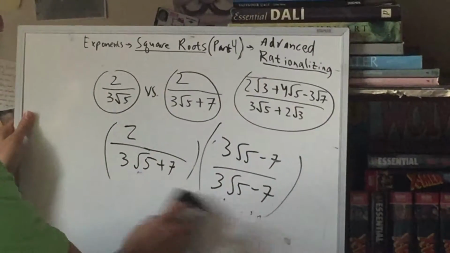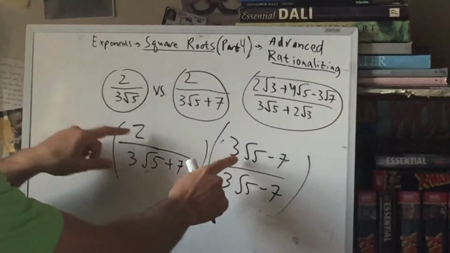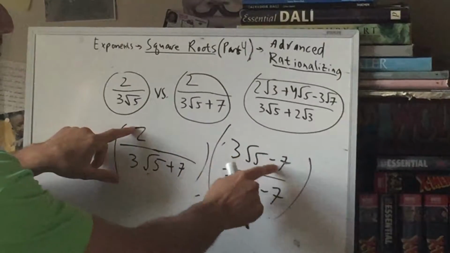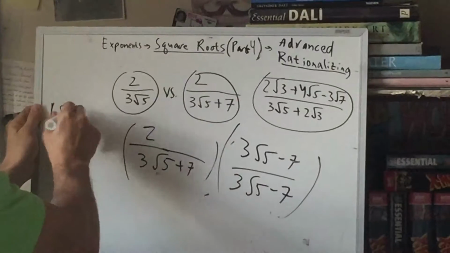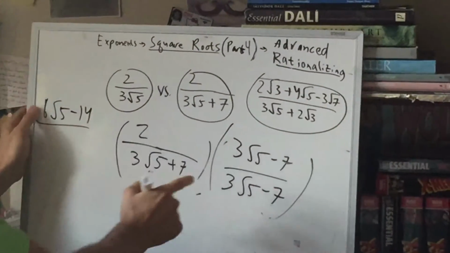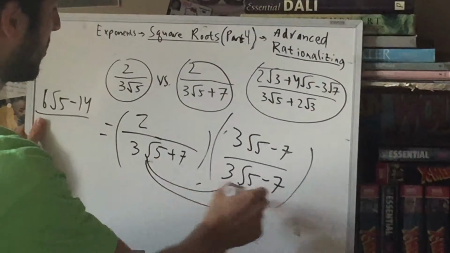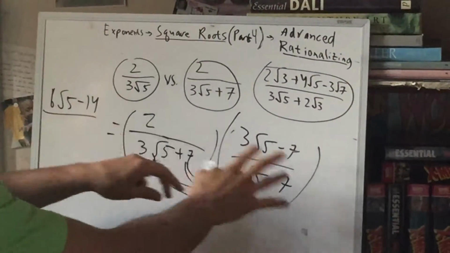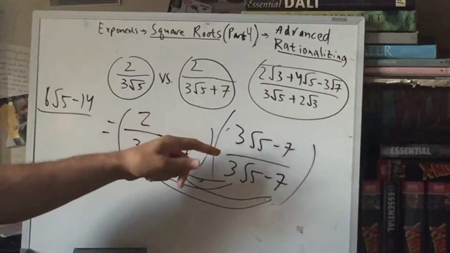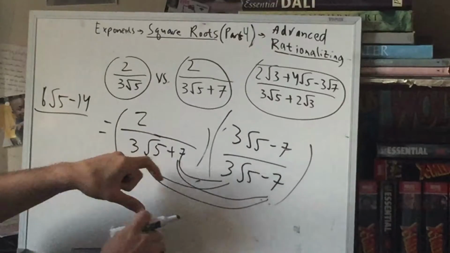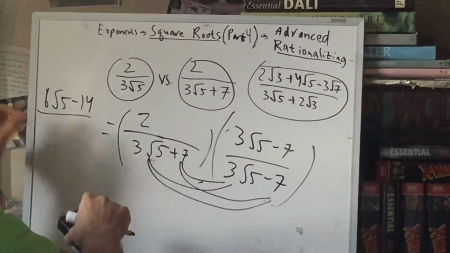So what's so magical about this thing? Well, on the top, we're just going to get 6 root 5 minus 14. So that part's not very exciting. But on the bottom, we're going to get 1, 2, 3, 4. We're going to get all these interactions. And if you remember from one of the previous videos, I believe it's part 2 on the operations, let's just do this problem by itself.